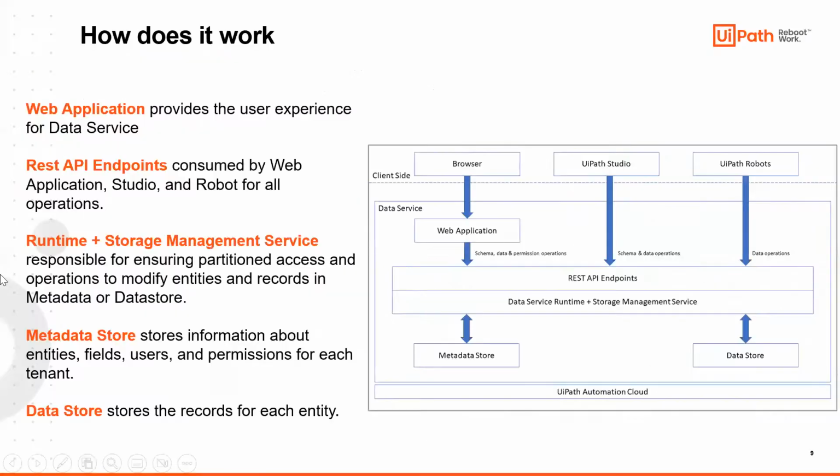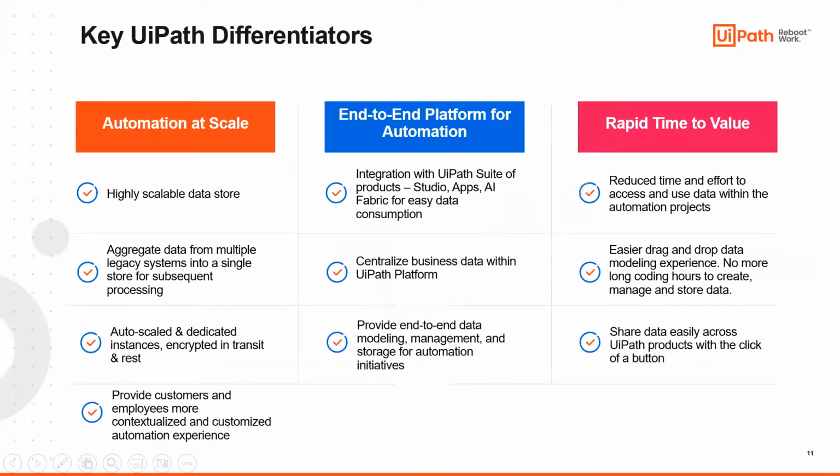Now, the last thing I want to cover is basically the key differentiators which we have right now: automation at scale, an end-to-end platform for automation, as well as rapid time to value. So basically, what we say is, using the UiPath data service, it's a highly scalable data source. You can aggregate data from multiple legacy systems into a single store. You can provide customers and employees a more contextualized and customized automation experience, right?